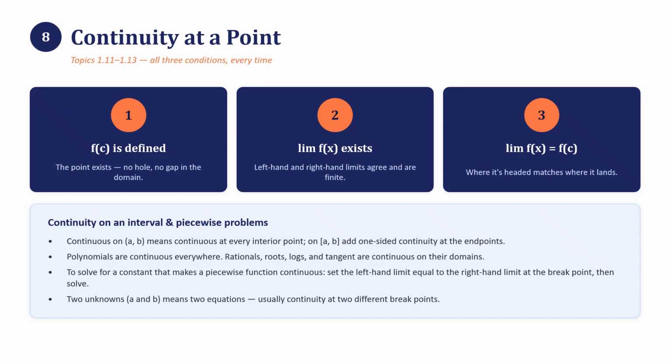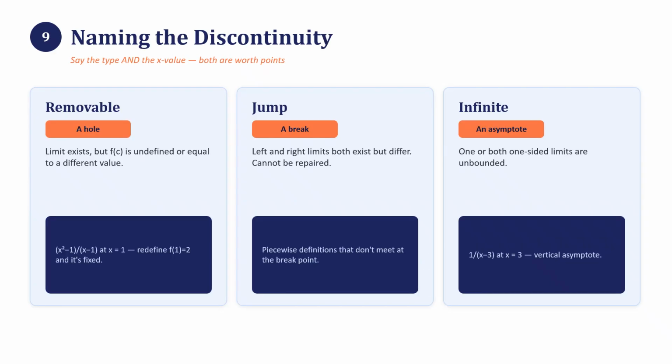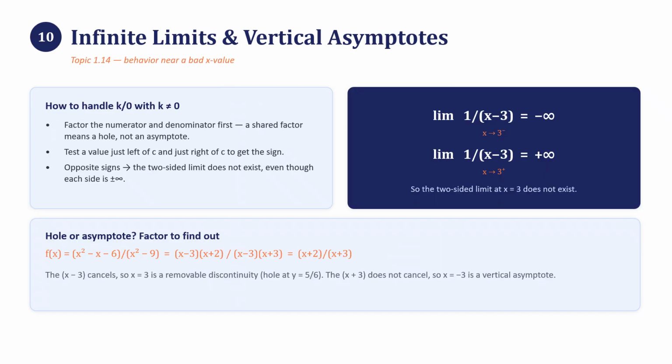And then to solve for a constant that makes a piecewise function continuous, set the left-hand limit equal to the right-hand limit at the breakpoint and then solve. So basically, if you have a limit as x goes to 2 and another limit as x goes to 2 of two different functions, try to put them together in order to solve. And then next is the different types of discontinuities. So you have removable, jump, infinite. Pretty straightforward.